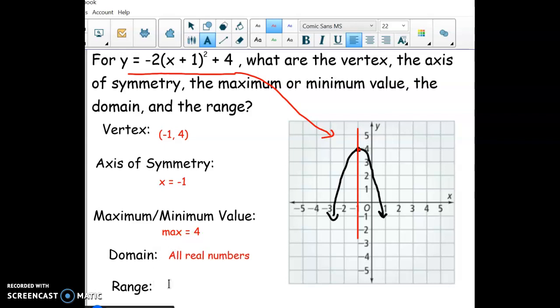And then for range, it has to go with this max. So the max is 4 on the y-axis. All right, and so basically we want to be anything below that. All right, so it could be equal to, so it's y less than or equal to 4, because the highest we get is 4, and then we'll go everywhere below that.